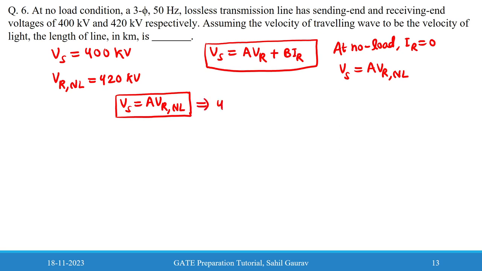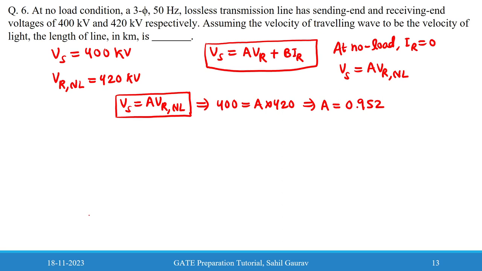So Vs is given as 400 and A into 420. So A is coming as 0.952. Now for this propagation of this line.